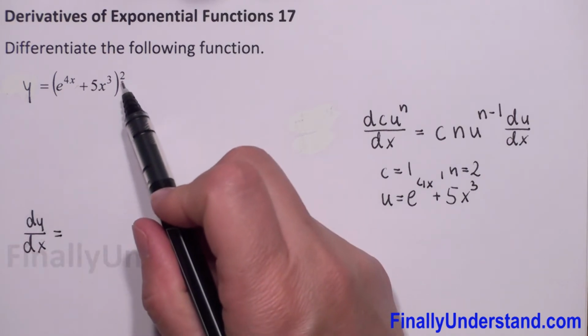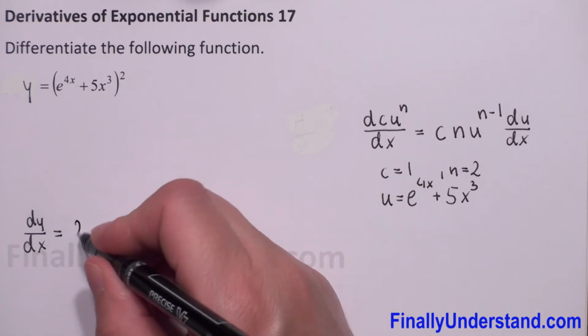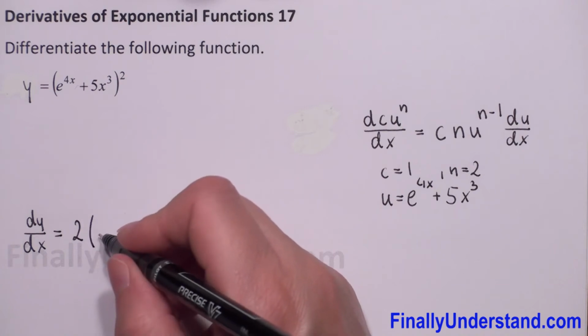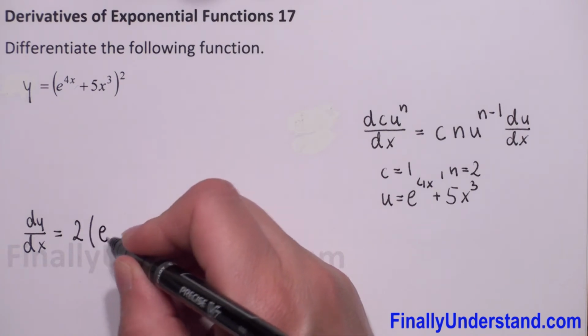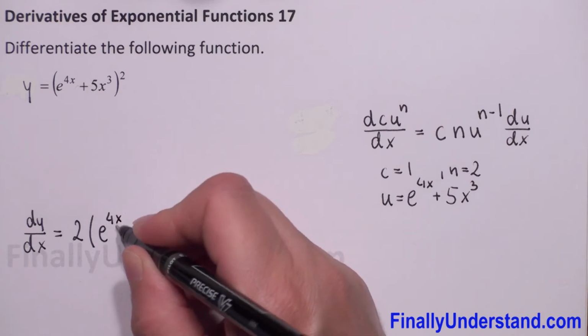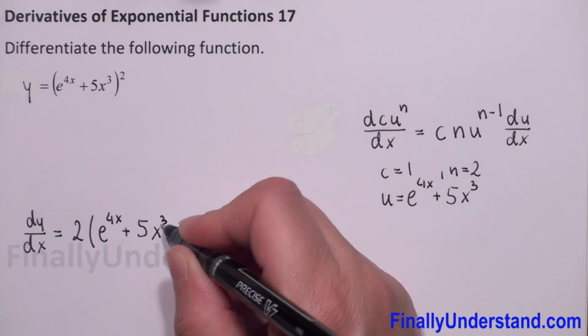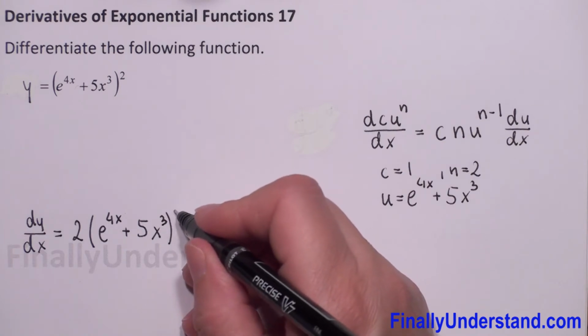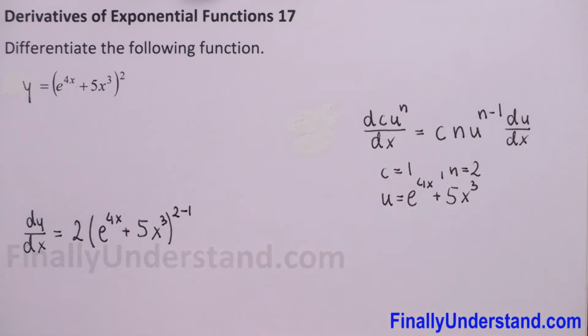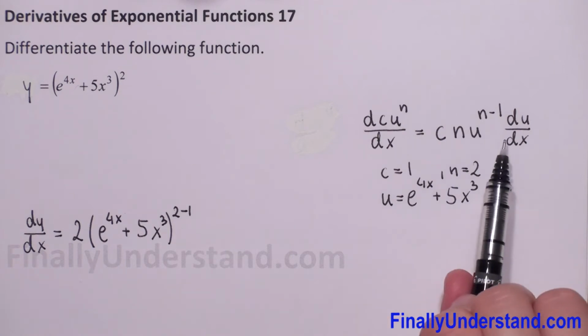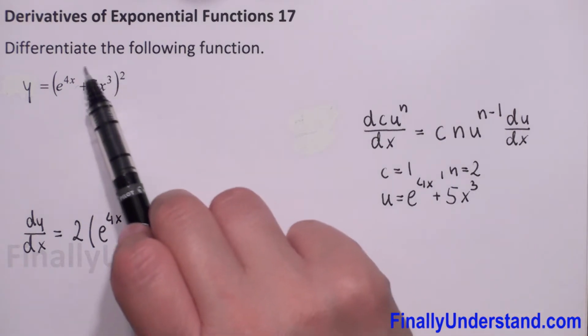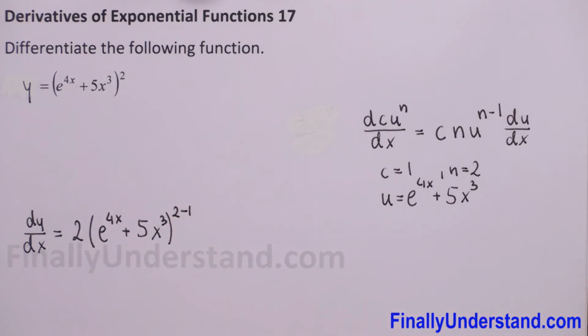Next we have to take down the power, so we have 2 times, and we just copy whatever we have in parentheses. So we have e to power 4x plus 5 times x to third power, and we have 2 minus 1. Next we have to find the derivative of the expression which is inside parentheses.